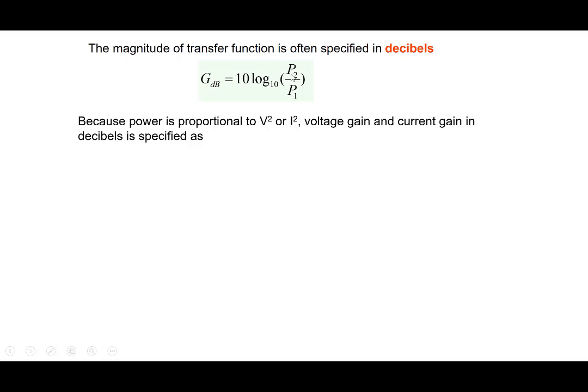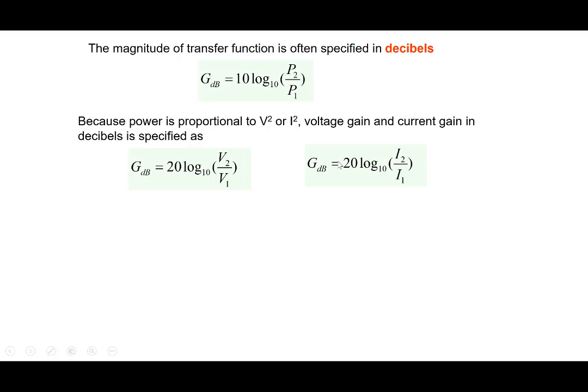Power in electrical signals is often voltage square or current square. So many times we may not explicitly talk about power, but we may talk about, let's say, the output voltage, and we may express the output voltage as 20 log 10 V2 by V1. So when we convert it into decibels, keeping in mind that power is voltage square, we'll square here, the 2 comes out here and becomes 20 log 10.